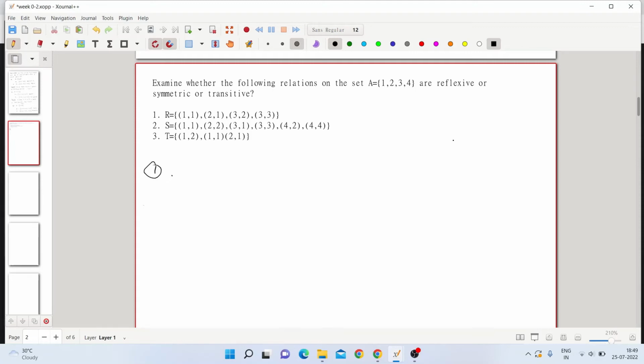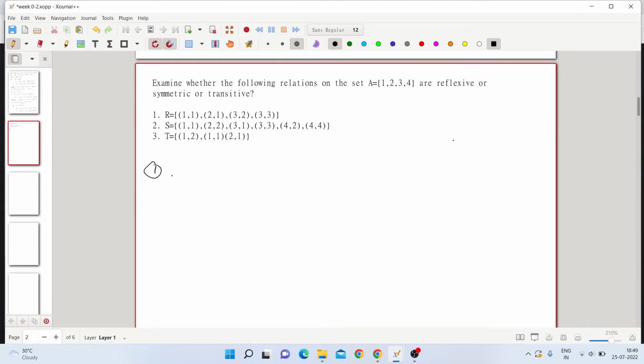S is not symmetric, because (3,1) is in S, but (1,3) does not belong to S. Now one more condition we need to check is transitivity. So by inspection we can check whether it is transitive.